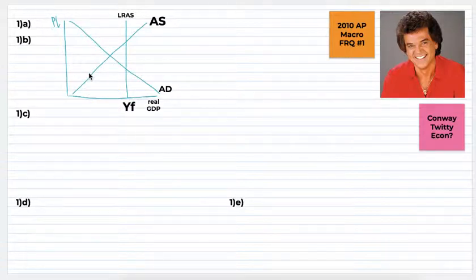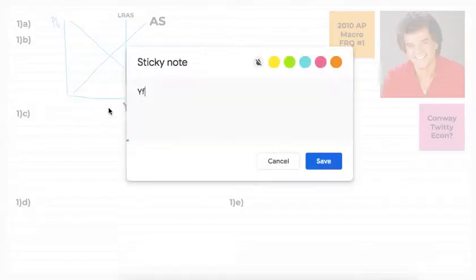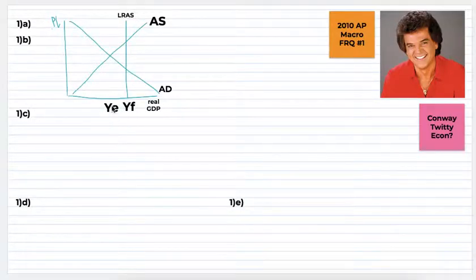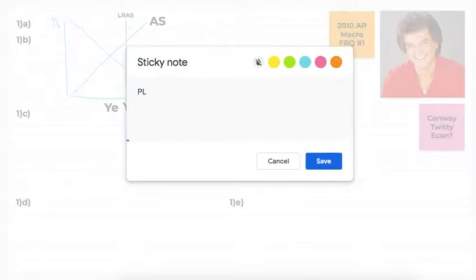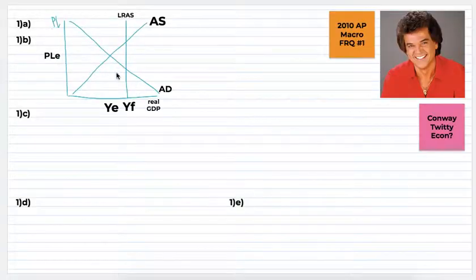And then we have our equilibrium real output and price level labeled as, let's see if I can copy and paste that. Yeah, I can, sweet. This one is labeled as YE. And copy and paste that over here. And this one is labeled as PLE. Okay, so let me draw a little line there to connect them. Bam, and bam. Okay, so here is our price level, equilibrium output, and here is our full employment output. Now that is all of part A.